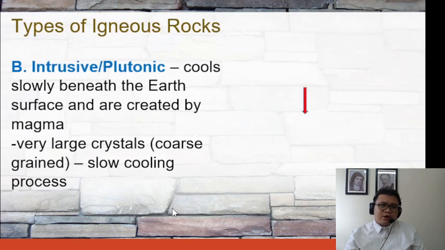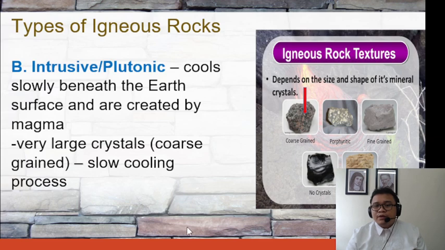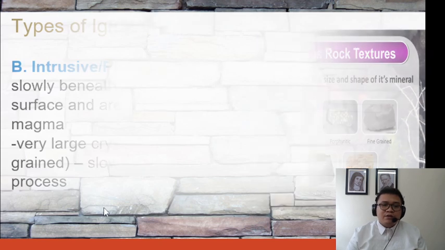Now, let's also talk about the intrusive or plutonic. When you say intrusive, from the word in, that means these are rocks that solidified from beneath the Earth's interior. So it cools slowly beneath the Earth's surface and is created by magma, because the molten materials that are still beneath the Earth's surface, we call magma. And since these kinds of rocks cool very slowly, they usually contain very large crystals, or shall we say coarse grain, because they undergo a slow cooling process. So as you can see here, usually these rocks are coarse grain.